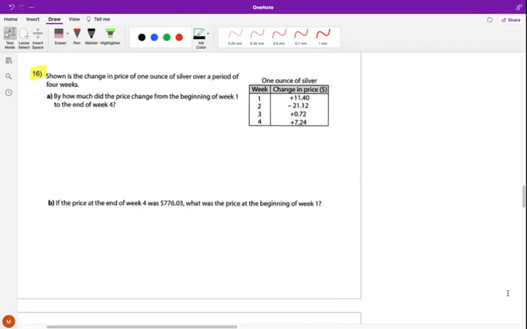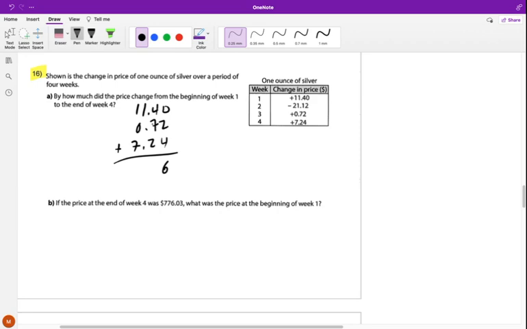So for number 16, no one asked for A, but in order to do B, we need to have A done. So I'm just going to go through it pretty quickly. It says how much price change from beginning of week 1 to the end of week 4. So if it's telling us how much is changing per week, we just add all those numbers together. To make it a little bit easier for me, I'm going to just add all my positives first. So that way I'm only dealing with the same sign.